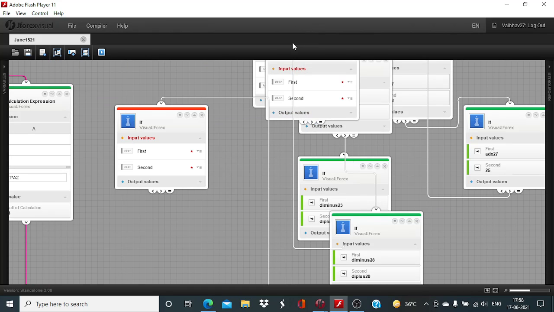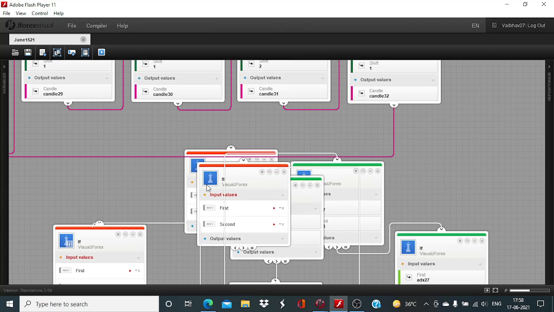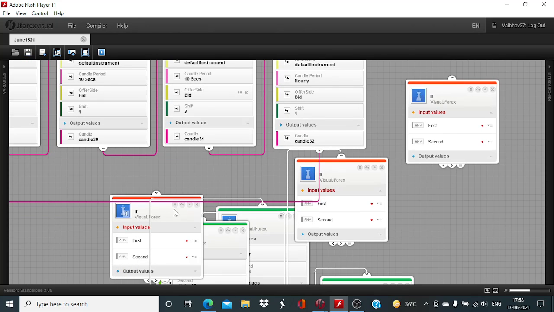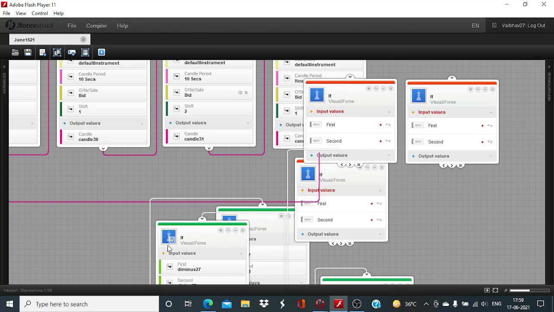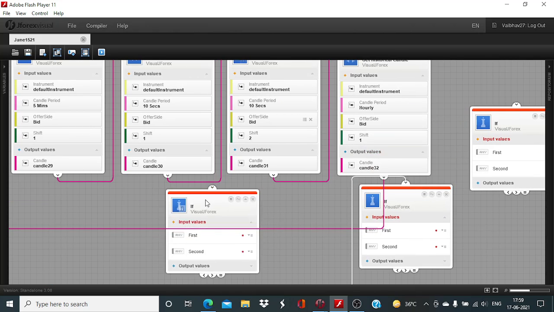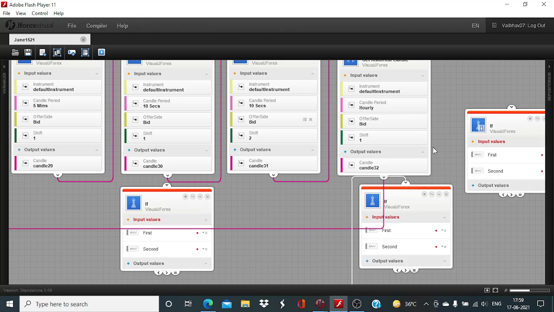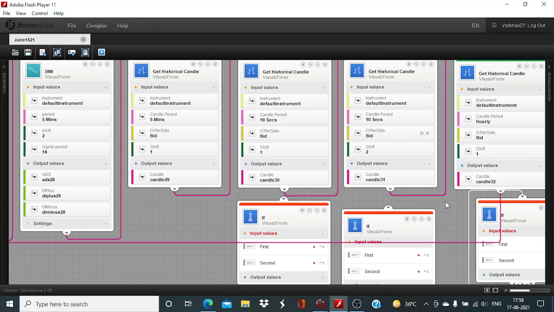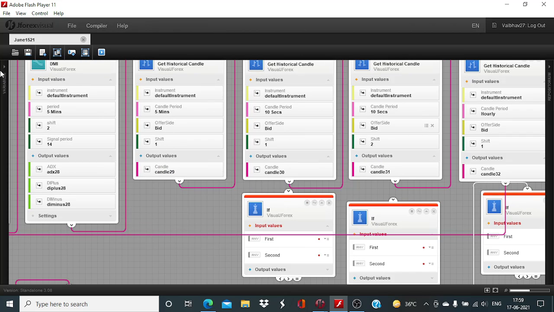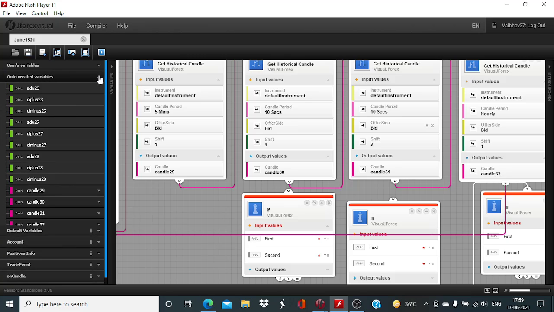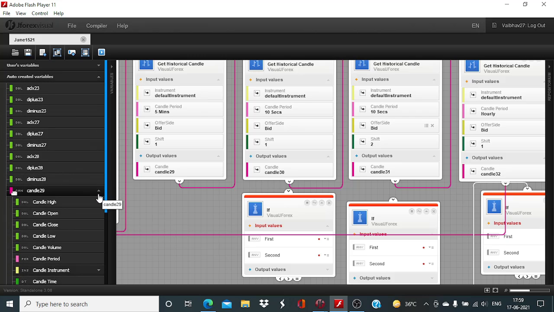Now we have to consider the price action data, for which we are taking the help of these get historical blocks. And the last 5-minute candle should have its closing value lower than its opening value. That means candle 29 close should be lower than its opening value. Auto created variable, here it is.